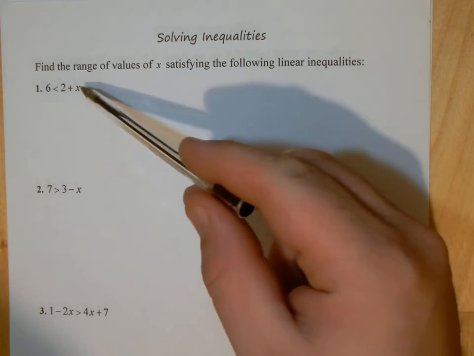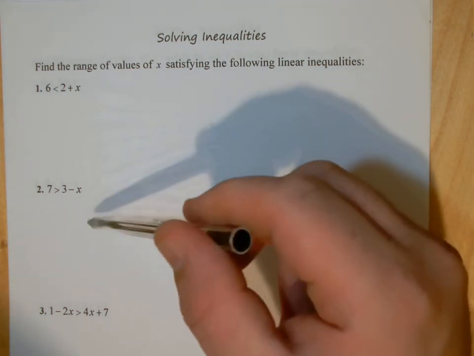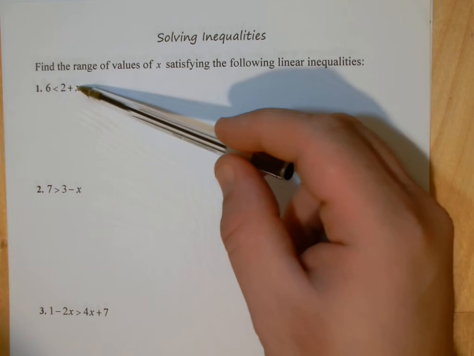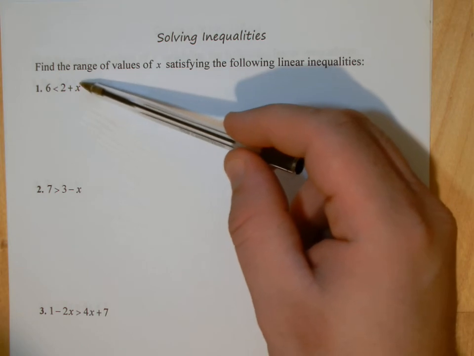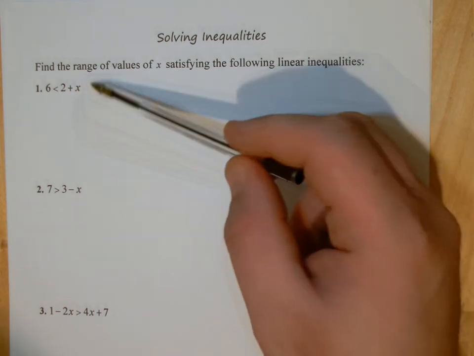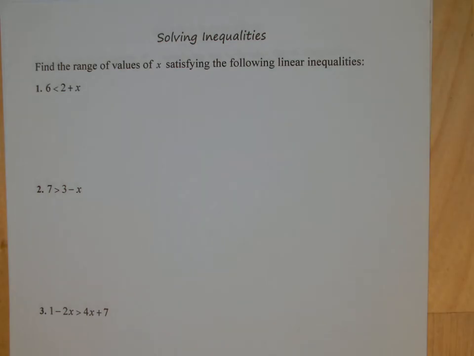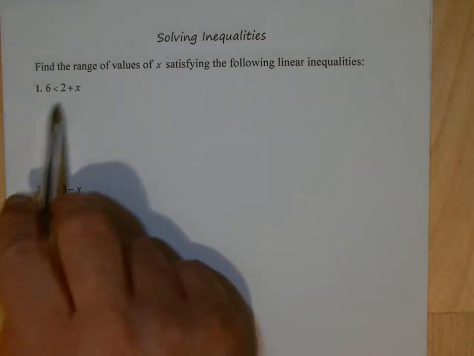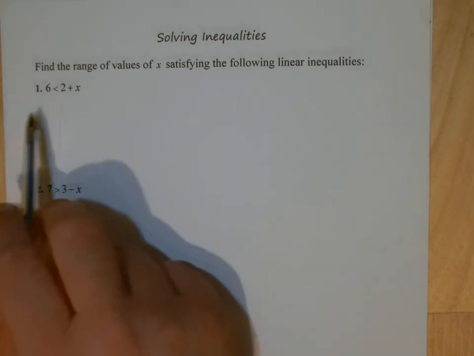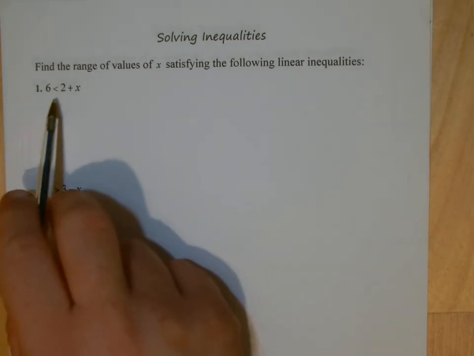Alright, so we've got examples here of linear inequalities, okay? They're called linear because the highest power we've got here is power 1, yeah? This is just x. There's no x squared or anything. So we're going to solve these linear inequalities here, okay? And we treat them pretty much like general equations when we're solving them.